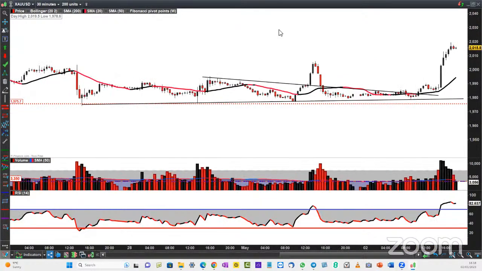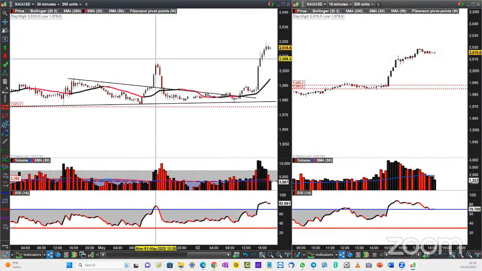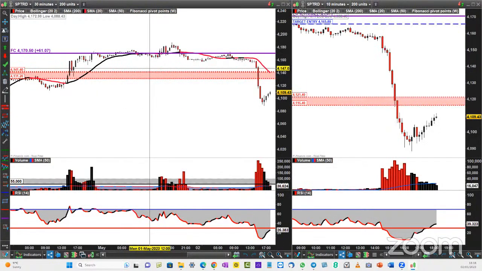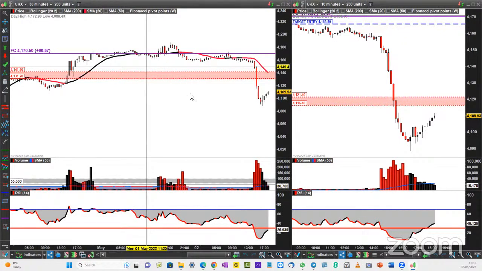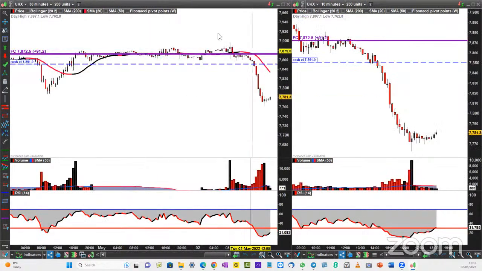So let's have a look. Let's look at the S&Ps, because I shorted the FTSE today. Let's look at the FTSE. So here's the FTSE in a 30-minute chart. Let's just take these lines off.